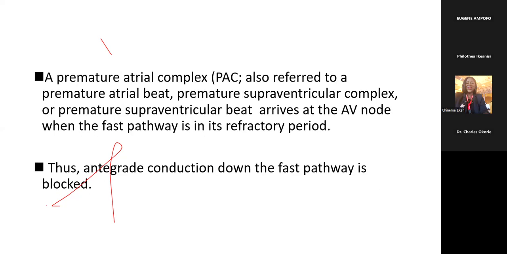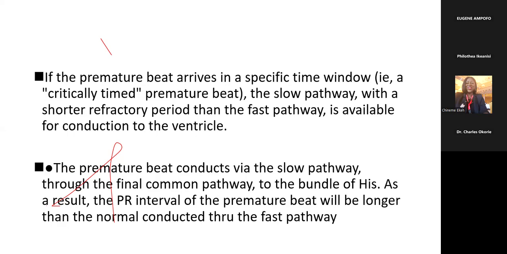A premature atrial complex, which we call either a premature supraventricular beat, arrives at the AV node when the fast pathway is in its refractory period. Thus, antegrade conduction down the fast pathway is blocked. The fast pathway has moved to the refractory period. Then the premature beat moves antegrade down the slow pathway, while the antegrade conduction in the fast pathway is blocked.